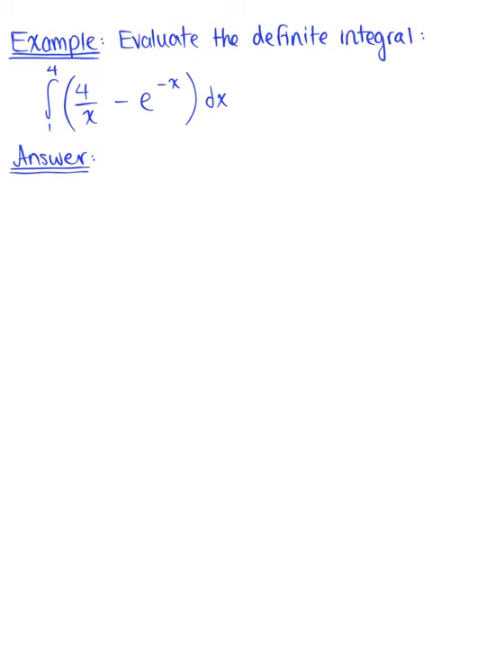Evaluate the definite integral. I'm going to start here just by separating this out into two pieces. We have this 4 over x, and then we have our exponential. So let's rewrite this as the definite integral from 1 to 4 of 4 divided by x dx minus the definite integral from 1 to 4 of the natural exponential raised to the negative x dx.